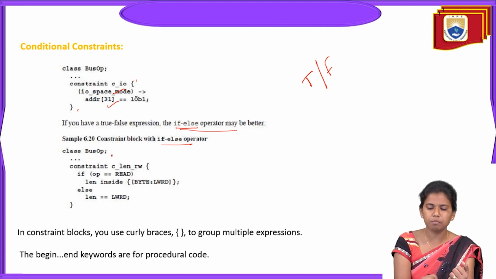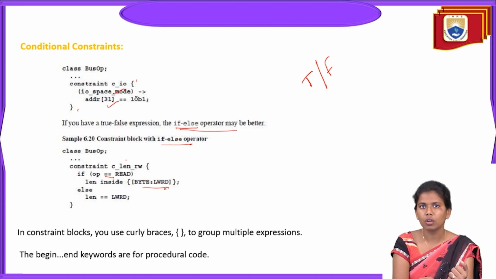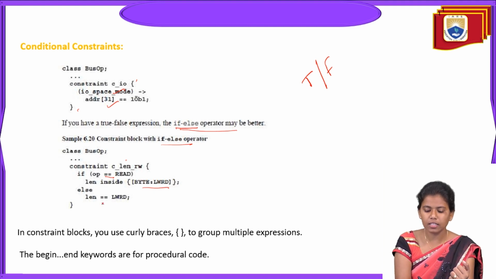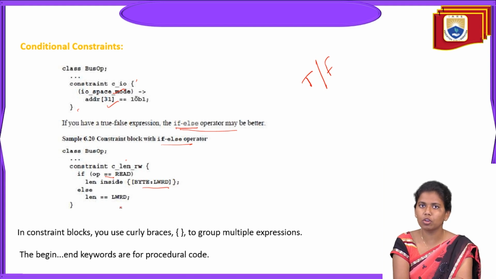So class bus, and this class contains the constraint c_read_write. Then if the operator is double equals read, the length inside byte is equal to the length of the word, and else, if not, the length is equal to the length of the word. So what it is saying is, the length inside is the length of the word, byte. If not, the length is equal to the length of the word.